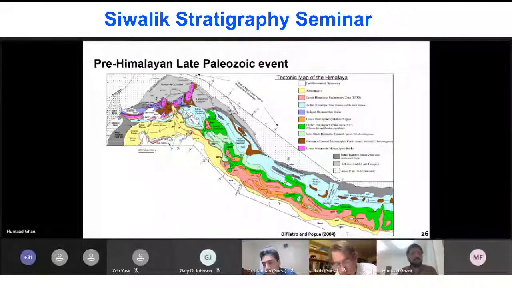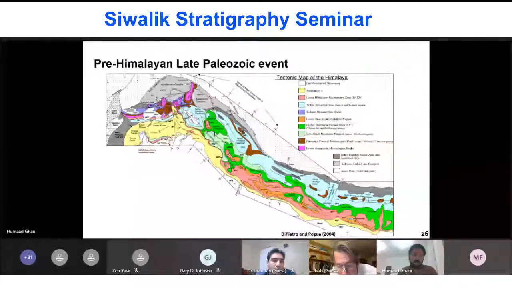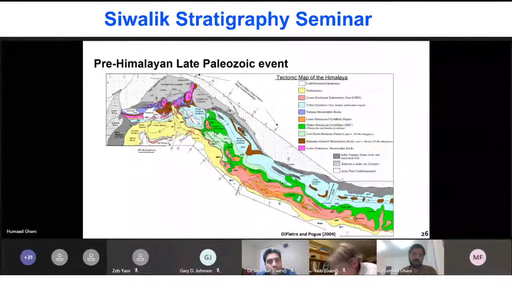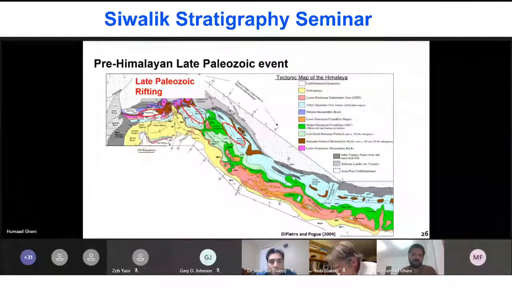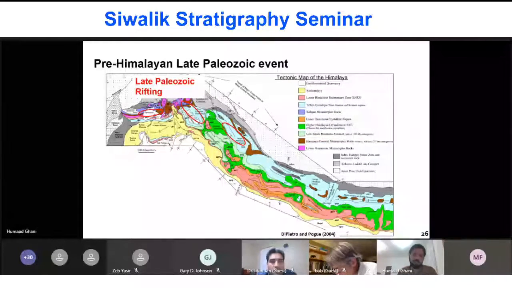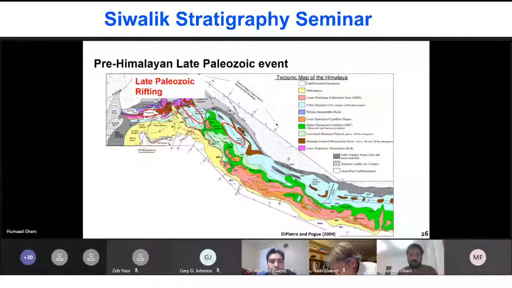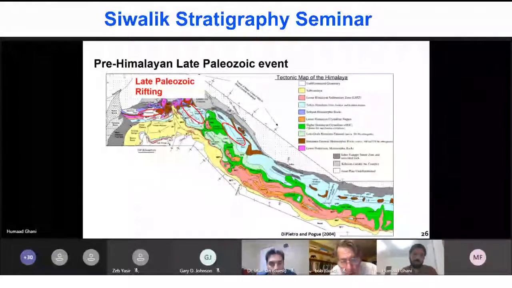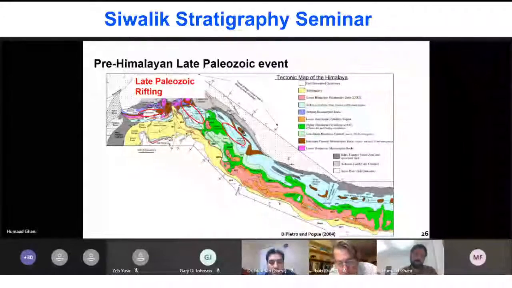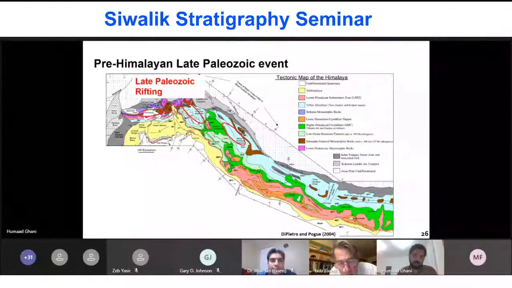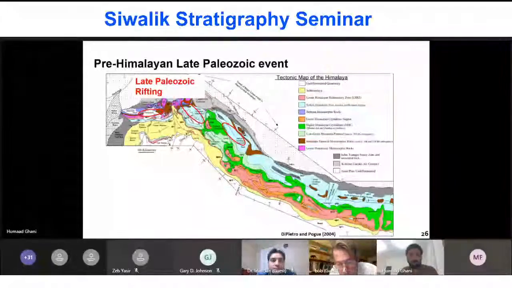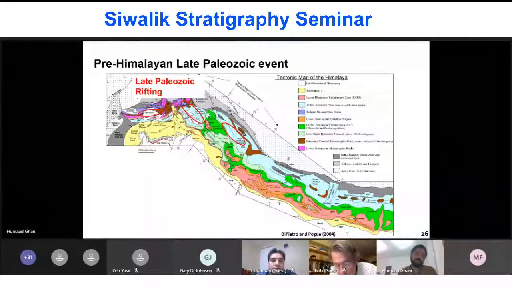So what were those two events? One was the late Paleozoic event, what we call the late Paleozoic rifting, that was happening in the northwestern Himalaya, in Zanskar, and in the Peshawar Basin, already published in a number of studies. That was the time when the Neo-Tethys was forming in this part of the world, down in the southern hemisphere.